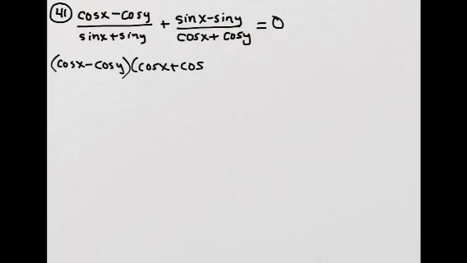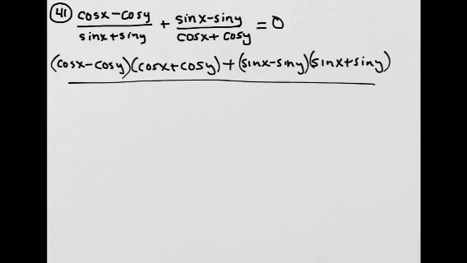I'm going to do the same thing for the next fraction, plus sine x minus sine y times sine x plus sine y. So that is all over the product of sine x plus sine y times cosine x plus cosine y. I'm going to leave the denominator as is. I'm going to concentrate on the numerator because remember the goal is to get 0. As soon as we get 0 in the numerator, that's it. That's what we're looking for.